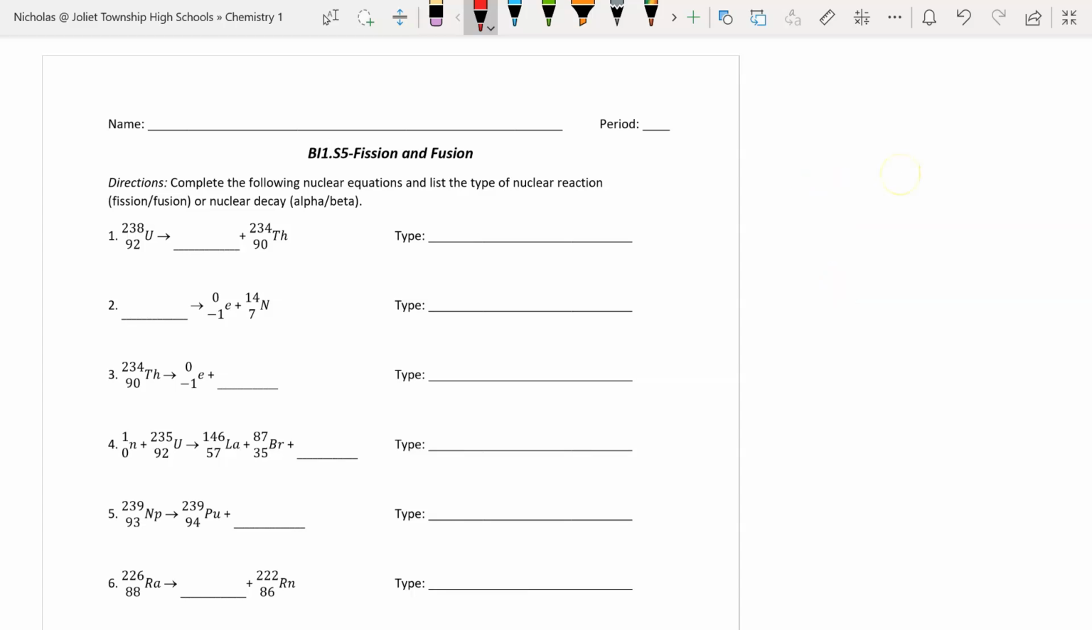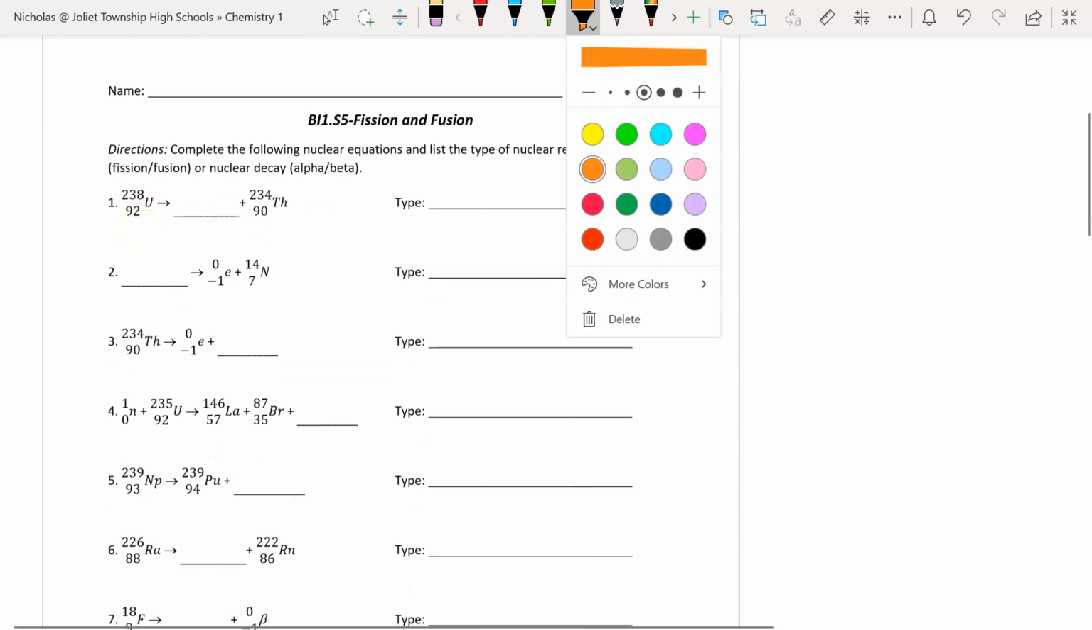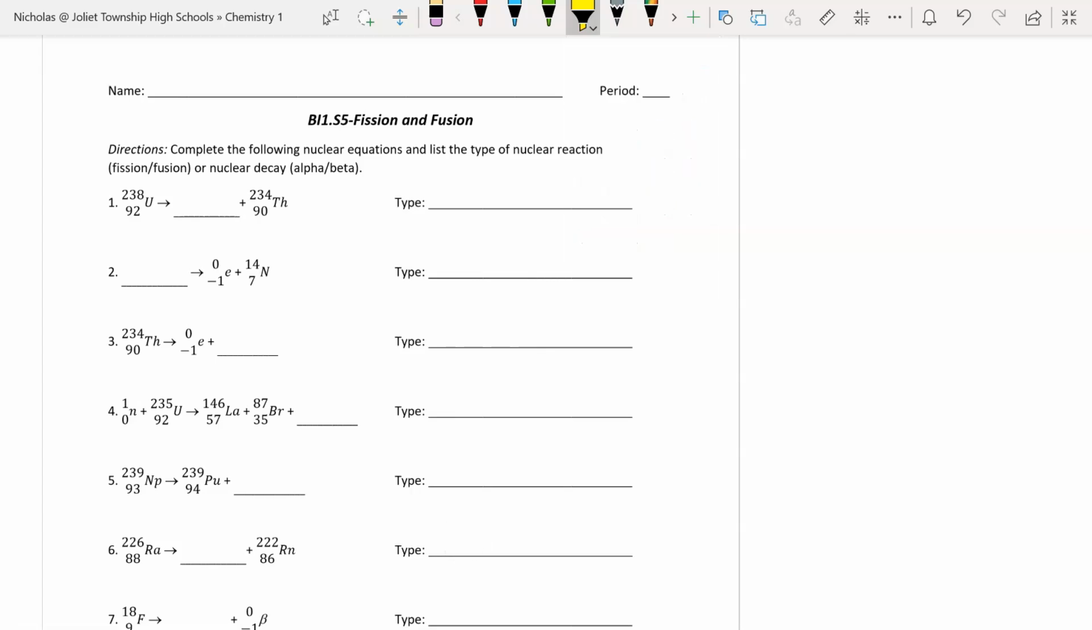So let's take a look at our problems here. Now, in the directions, it does tell you that we can have either fission or fusion, which we just talked about, or nuclear decay, which we covered in our last video. So let's be on the lookout for both. Now, I'm just going to go through my list here and kind of pick out the obvious ones.